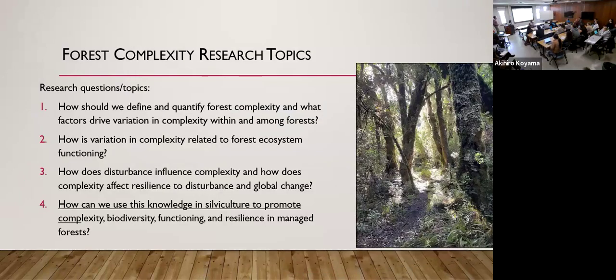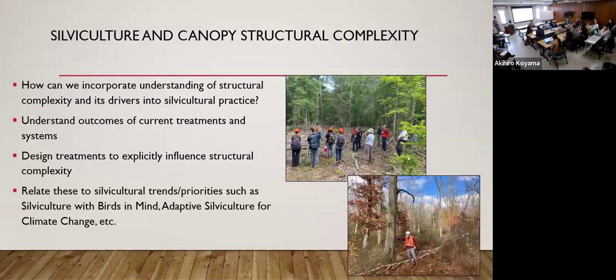So finally, I mentioned that I'm a silviculturalist too, and I haven't talked about it at all. But one thing I'm really interested in is trying to incorporate all the stuff that I was talking about into our understanding of silvicultural practices and how they might affect complexity. And this is both trying to understand what the outcomes of our current practices are for changing canopy complexity and the functioning that comes with it, but also thinking about whether it makes sense to design silvicultural treatments explicitly around affecting canopy structural complexity.